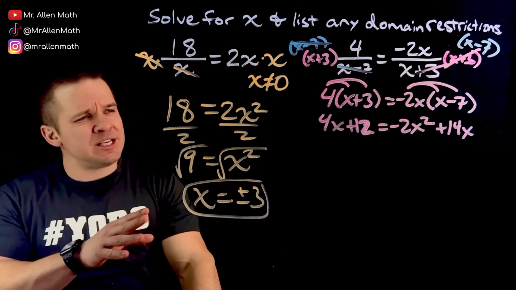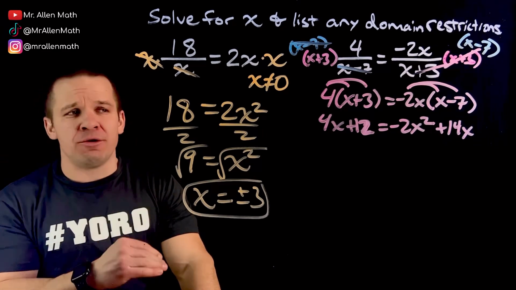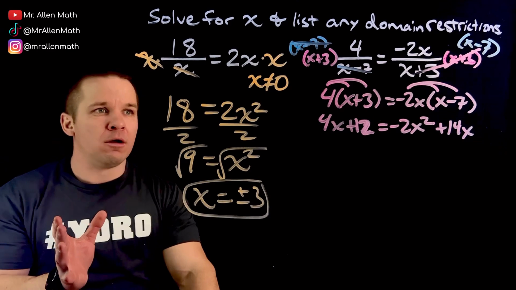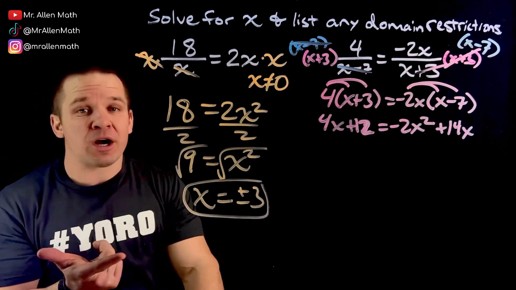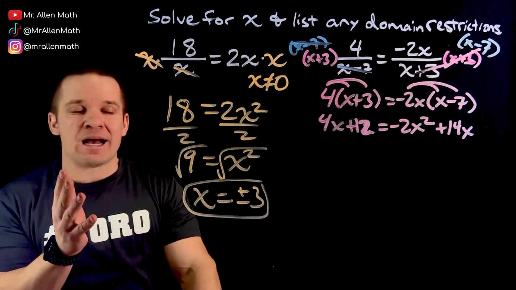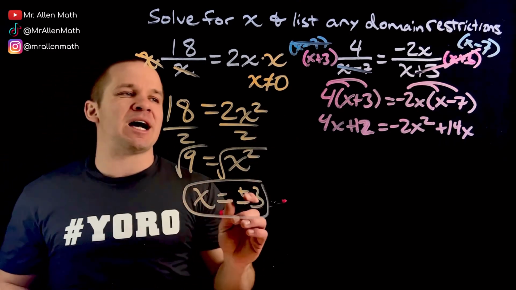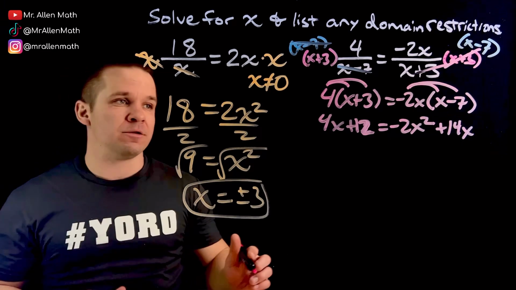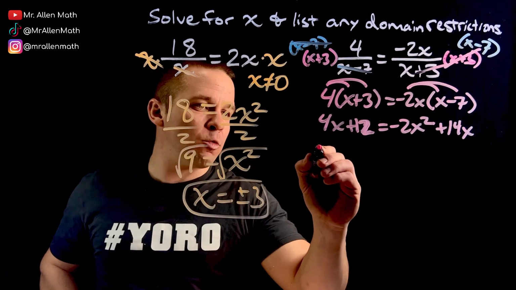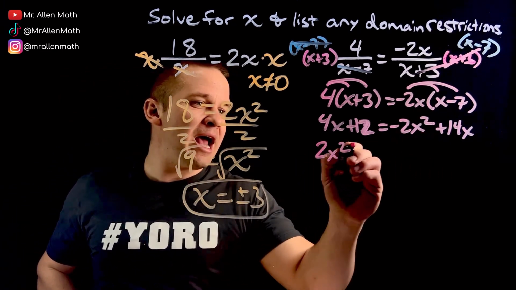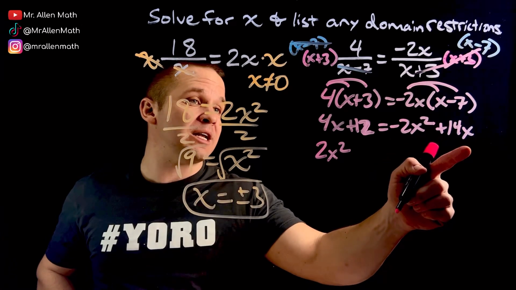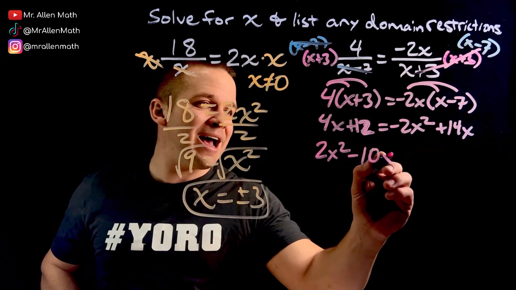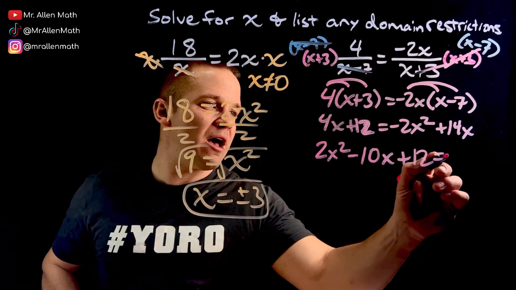Everybody seems to panic when they see quadratics not in the quadratic unit, and they forget everything about factoring or the quadratic formula in solving. They just start doing weird math they make up. I've got to get everything to one side so that it's equal to 0, and I can use my zero product property, hopefully, to factor and solve this. I'm going to add 2x squared on both sides, and subtract 14x, so that'll give me negative 10x plus 12 equals 0.